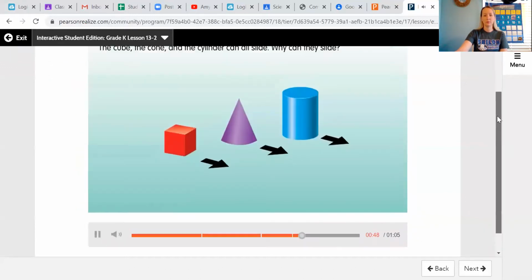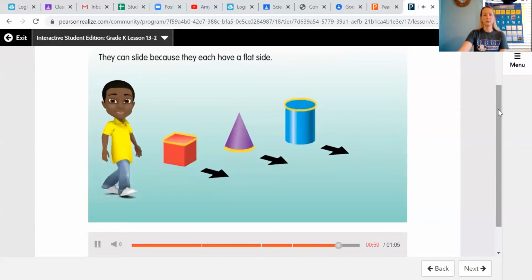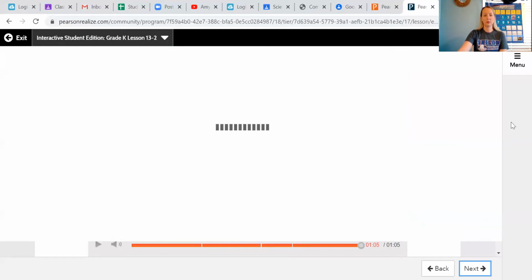The cube, the cone, and the cylinder can all slide. Why can they slide? They can slide because they each have a flat side. Now you know how to compare solid figures. All right, good job, friends.